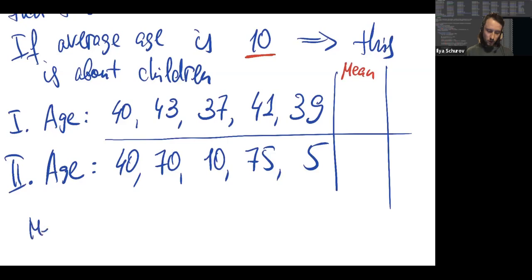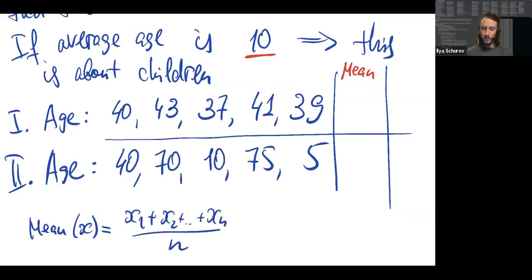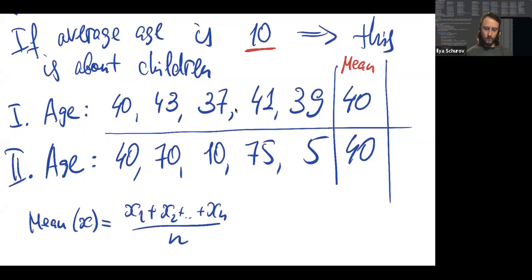Let me recall that mean is just an arithmetic average. So mean of x is just, we have to sum everything and divide by the number of elements. So what is the mean for the first group? Yeah, 40. And what about the second one? Again, 40. Yeah, that's correct. Are there any questions about how we calculated these values? So I just use this formula. I sum everything that we have here and divide by 5, and do the same with these values.